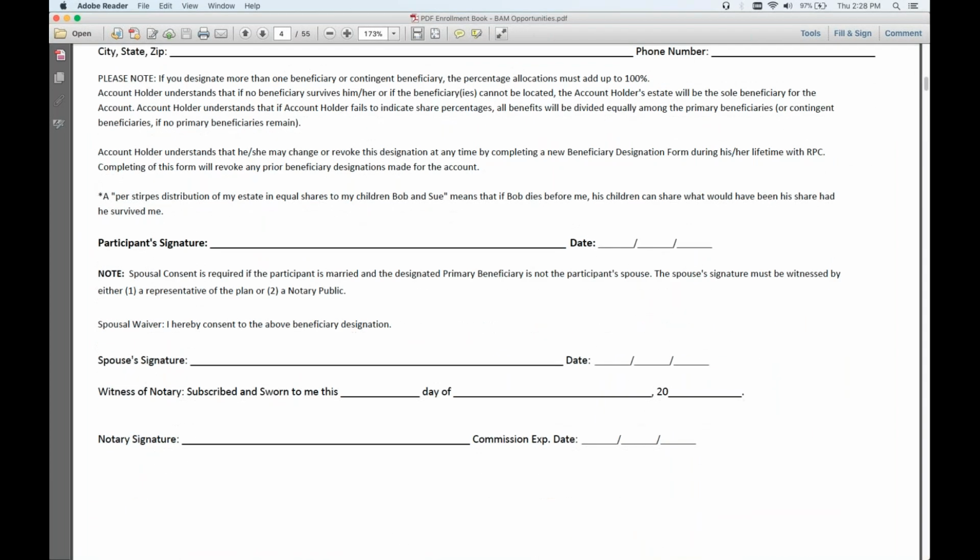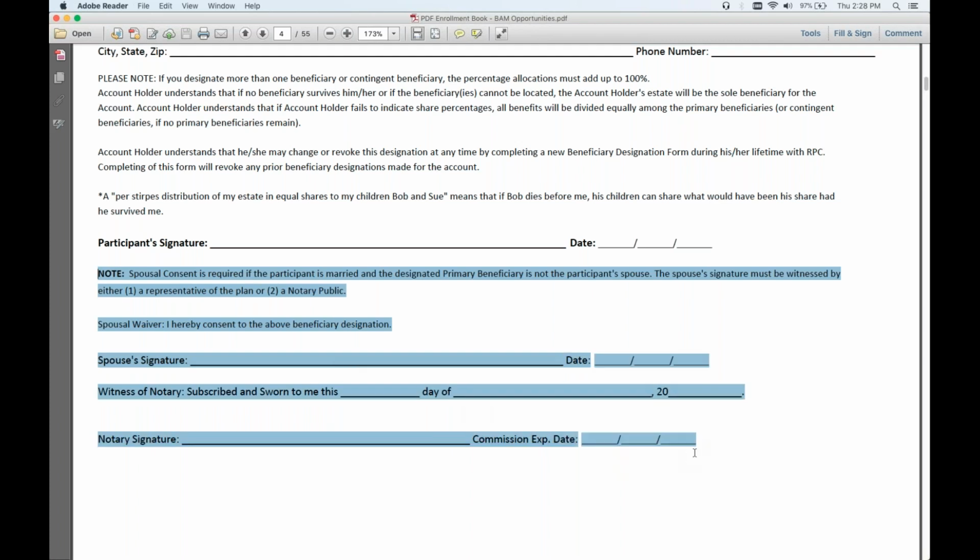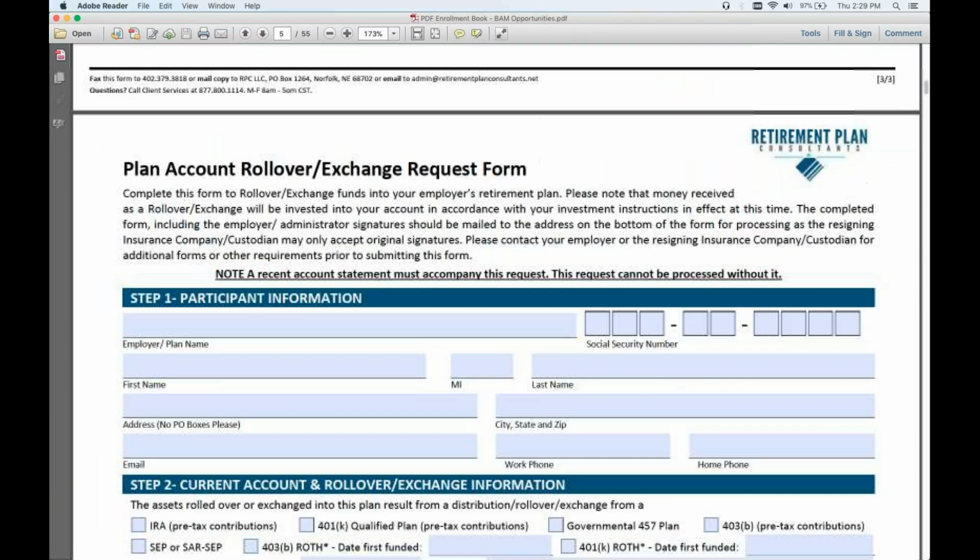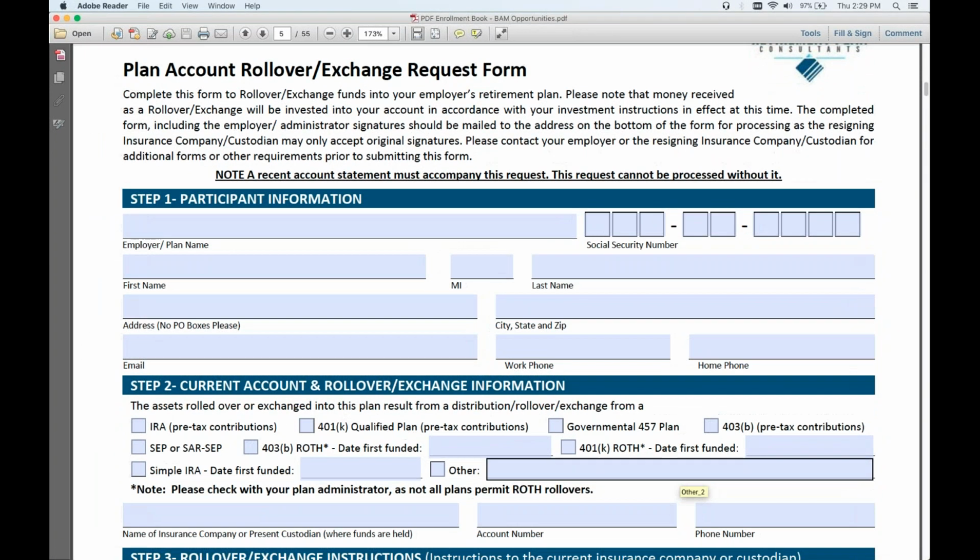On the bottom of this form, there's what's called a spousal consent. This would only apply if you are married and you do not name your spouse as primary beneficiary. So if you're married and you're skipping your spouse from being first in line, they have to sign this form, as well as a witness notary needs to sign it. So not saying that applies to either of you, but if that does, you will have to complete the paper form, just FYI. If it doesn't apply, you can update all of your beneficiary information all online and constantly review that at any time. Okay. The last and final thing that we'll discuss is the plan account rollover.